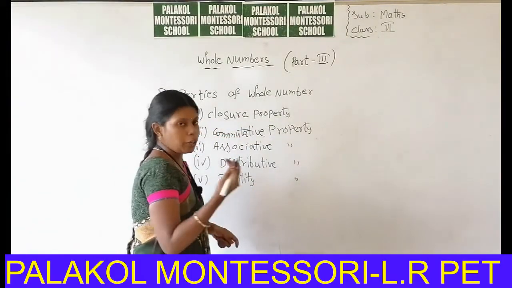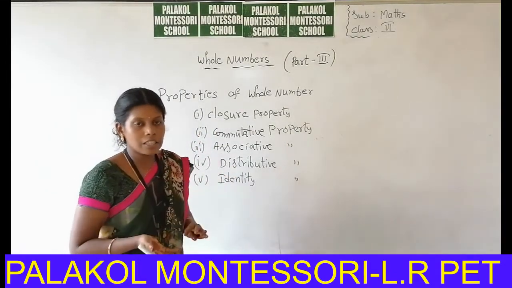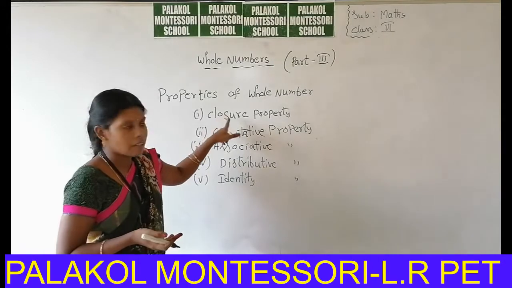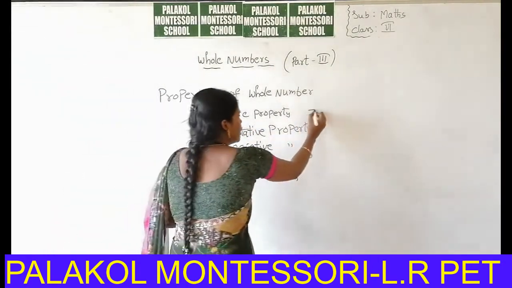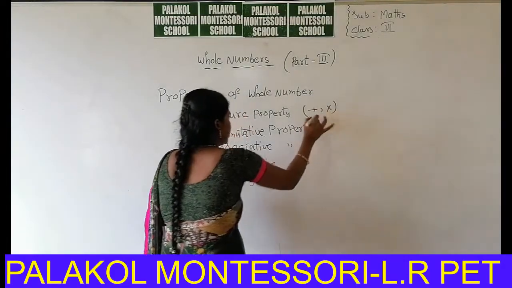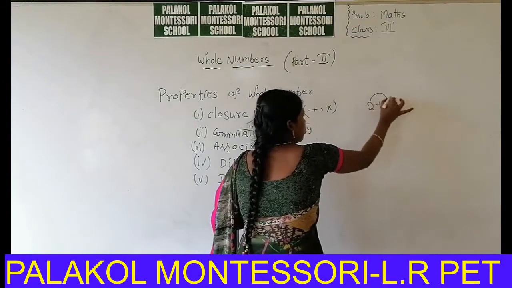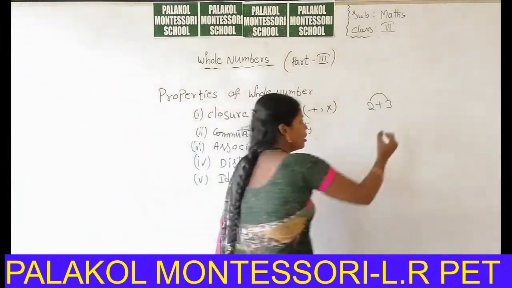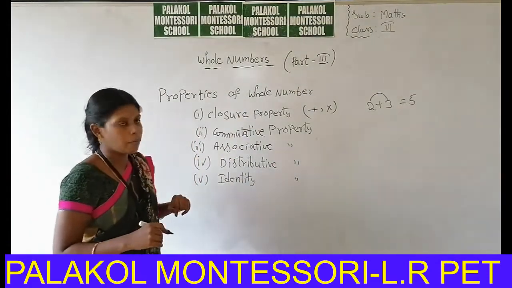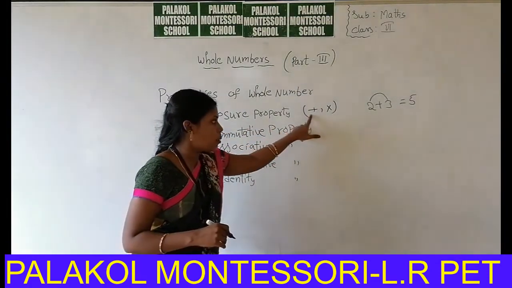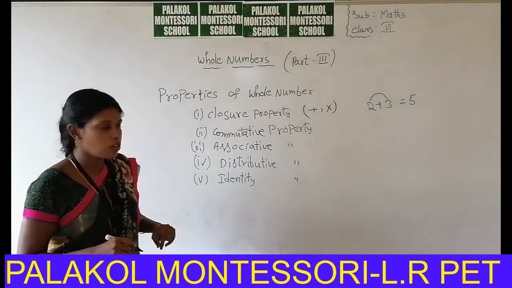We can take any two whole numbers, we can add and multiply, and the result is also a whole number. That operation satisfies the closure property. So plus and multiplication satisfy the closure property. For example, 2 plus 3, these are two whole numbers, we can add. The answer is 5, and 5 is a whole number. So in closure property, addition and multiplication are satisfied.